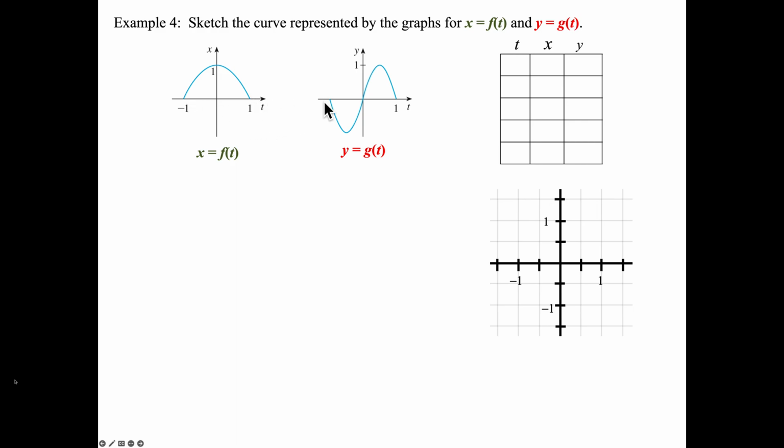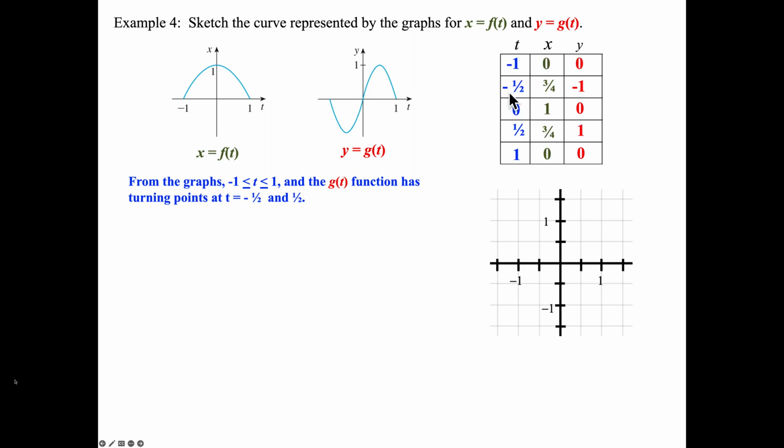In both cases here, it appears that t is going to range from -1 to 1. So that's going to be the domain for our t's. And the g of t function has turning points. It appears at, well, if this is -1, we'll say that's about halfway at -1/2, and halfway between 0 and 1 at +1/2. So this is informing me that I probably want to count by halves. So -1, -1/2, 0, 1/2, 1.